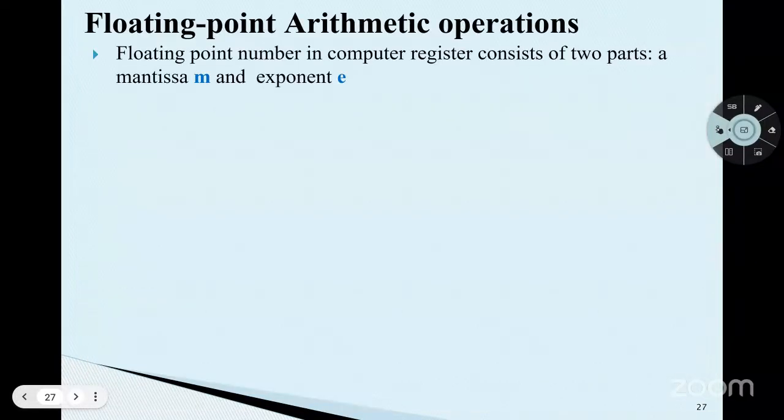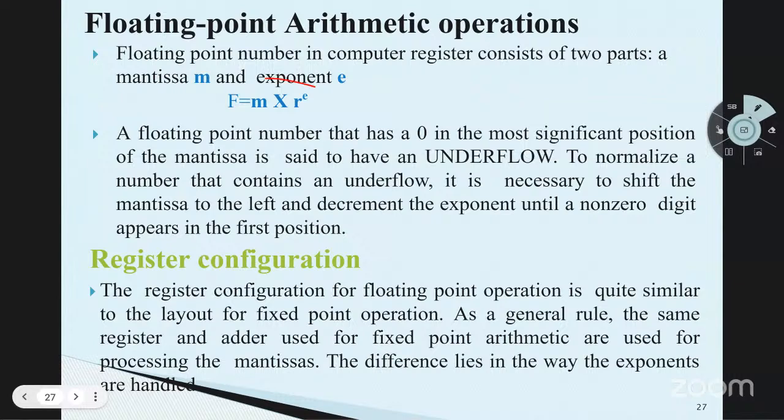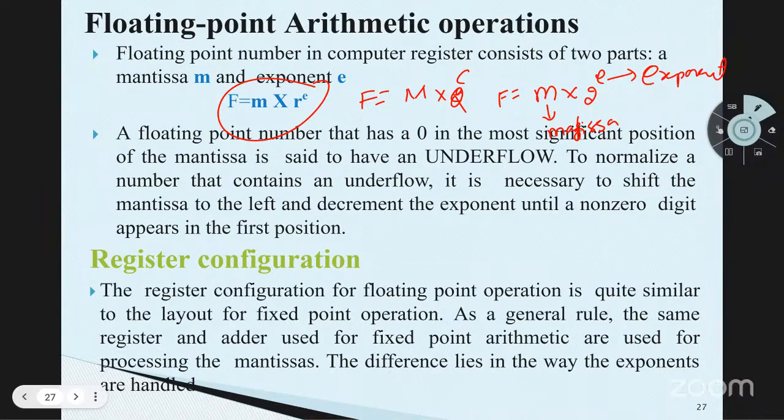Okay, now floating point numbers. Floating point numbers are also in the first unit, data representation. The floating point representation form is this one: F is equal to M into 2 to the power E. M is the mantissa and E is the exponent.